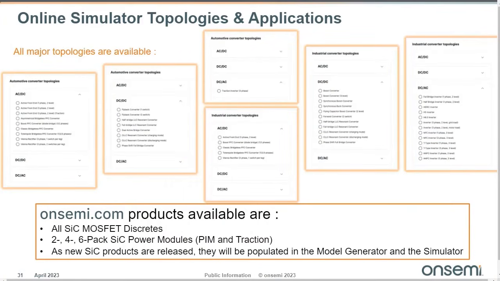For the topologies available, you can see there are more than 30 topologies. They are grouped inside automotive, industrial, and you have AC-DC, DC-DC, and DC-AC topologies. For all those topologies, by default, you have all SiC MOSFET discretes available, and all 2, 4, and 6-pack modules. We are working to introduce more. And as SiC products become available, they will also be available in this model generator and in this topology simulator.